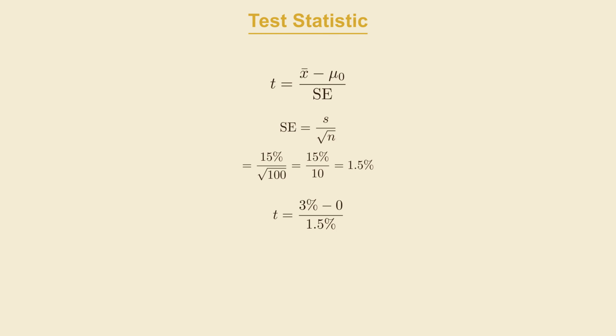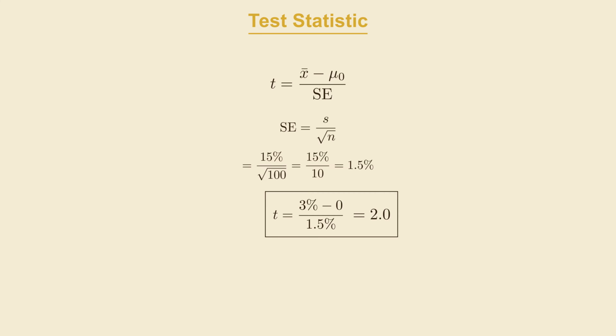So the test statistic is 3% minus 0 divided by 1.5%. The reason why we're subtracting off 0 here is because that's our null value, that there's no effect of the mergers on shareholder value. This ends up giving us exactly 2. That number, 2, is exactly what we're going to work with in hypothesis testing.